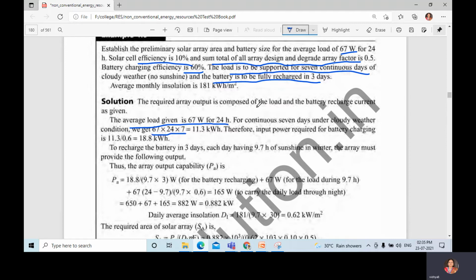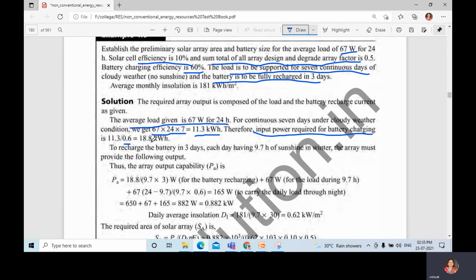Because here it is 67 watt into 24 hours, and 24 hours into 7, that is per week. So 11.3 kilowatt hour you will get. Then 11.3 divided by 0.6, because here the input power required for battery charging, they have given battery charging efficiency is 60%.